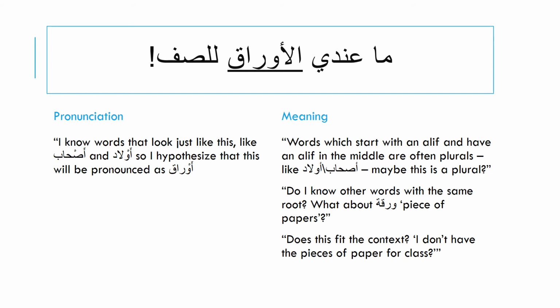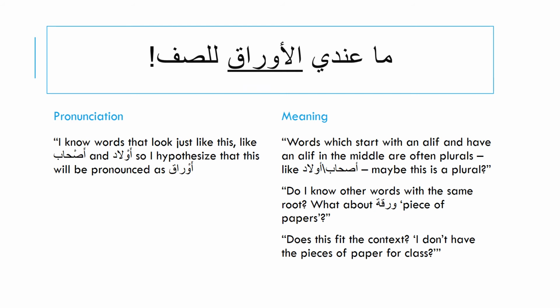There could be more consonants, different consonants. It could be uraq, it could be awaraqa or something. But we already know what these other words are. We're used to it, so we can guess the meaning without even knowing. There are no vowels written in except the long vowels here, right? So we can guess the pronunciation. In terms of the meaning, you know that words which start with an aleph and have an aleph in the middle are often plurals. Ashab, awlad. Maybe this is also a plural.